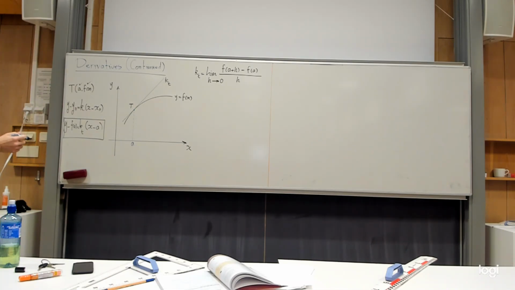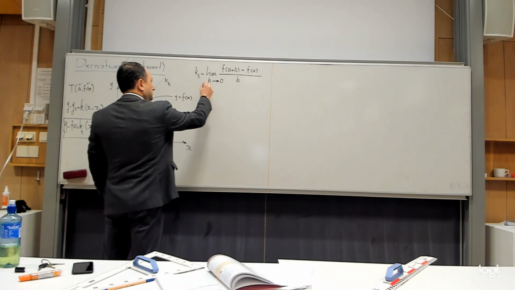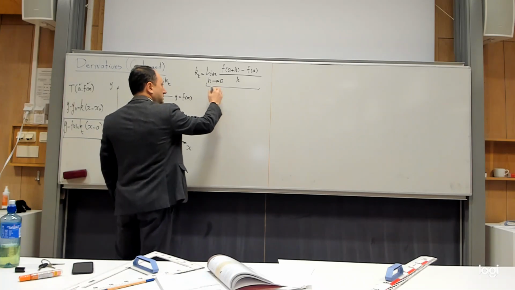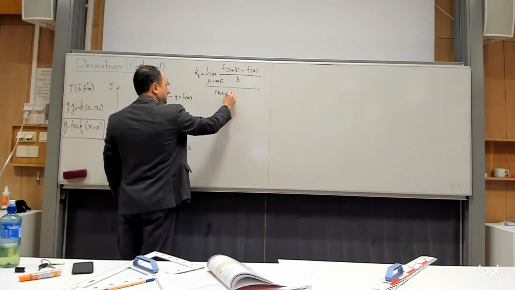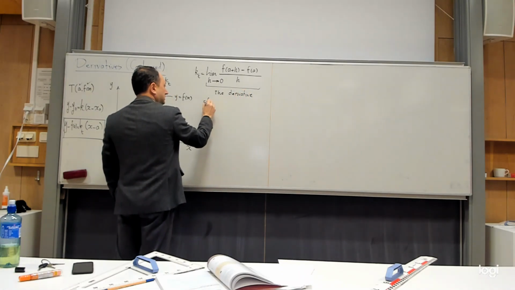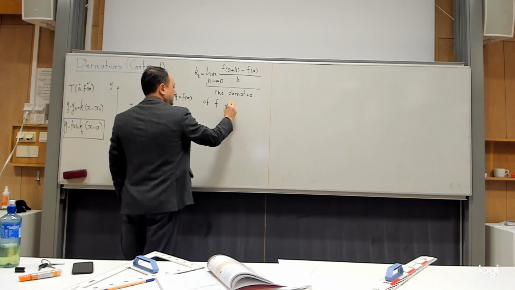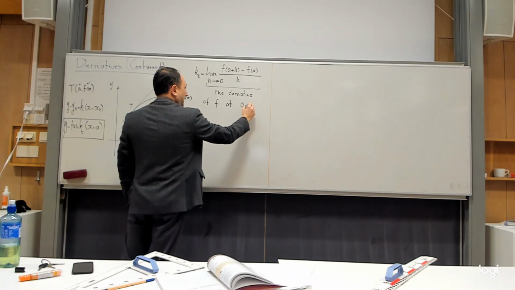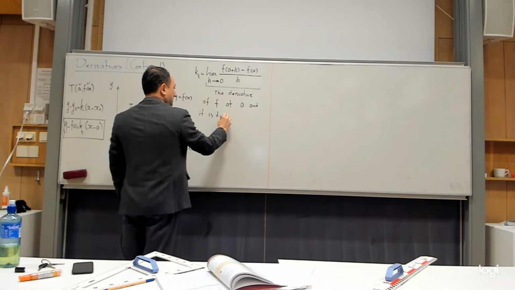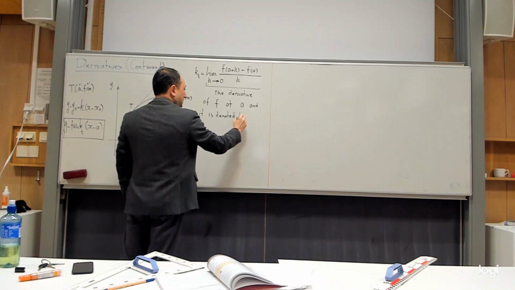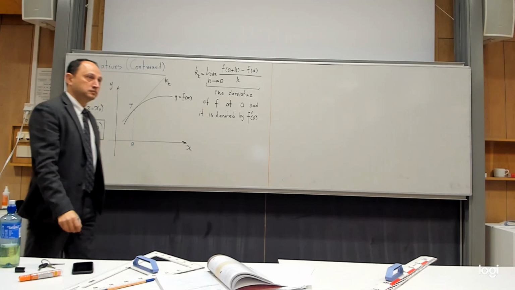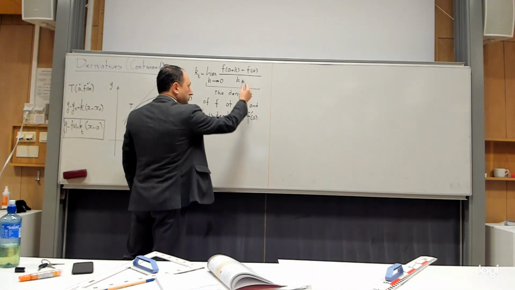So this is why they give it a name, and this limit is called the derivative of f at a, and it is denoted by this symbol they have chosen, f prime of a. Okay, but now I want to write it formally.